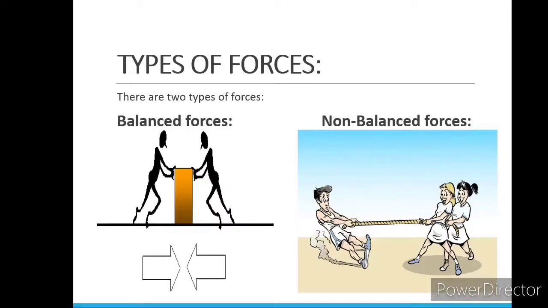For example, the engine of a train pulls the whole train along with itself because of this kind of non-balanced or unbalanced forces. Similarly, in the game of cricket, when the batsman hits the ball, it starts to move away from the batsman because of the non-balanced forces acting on it.